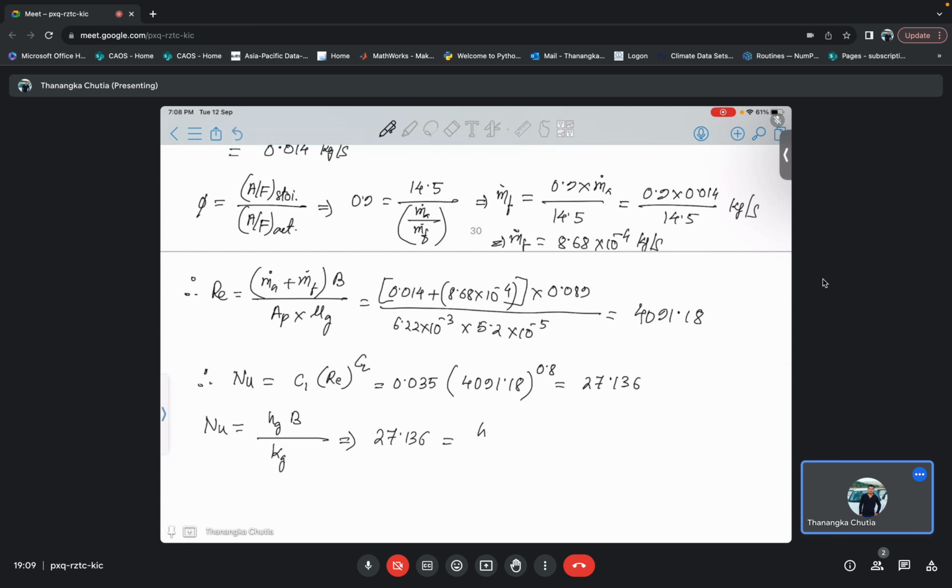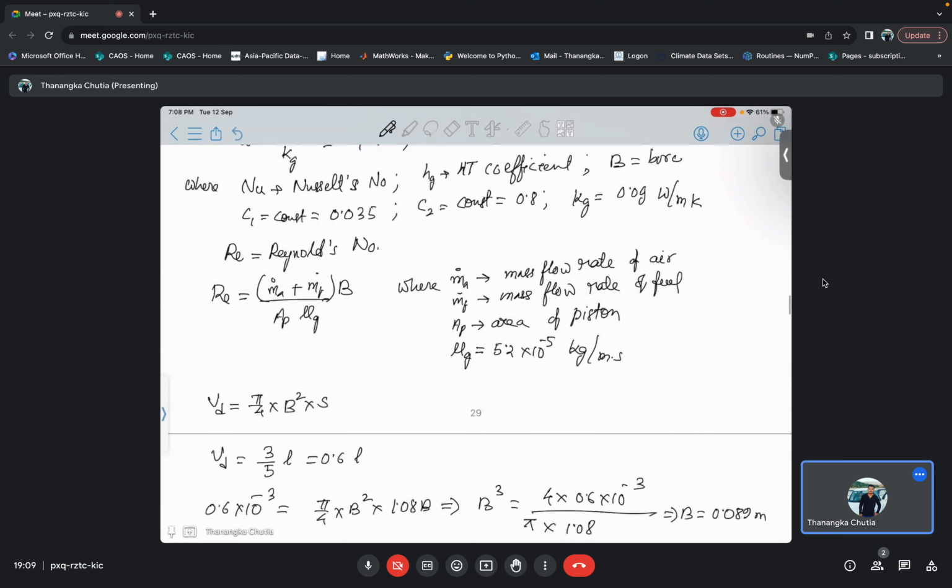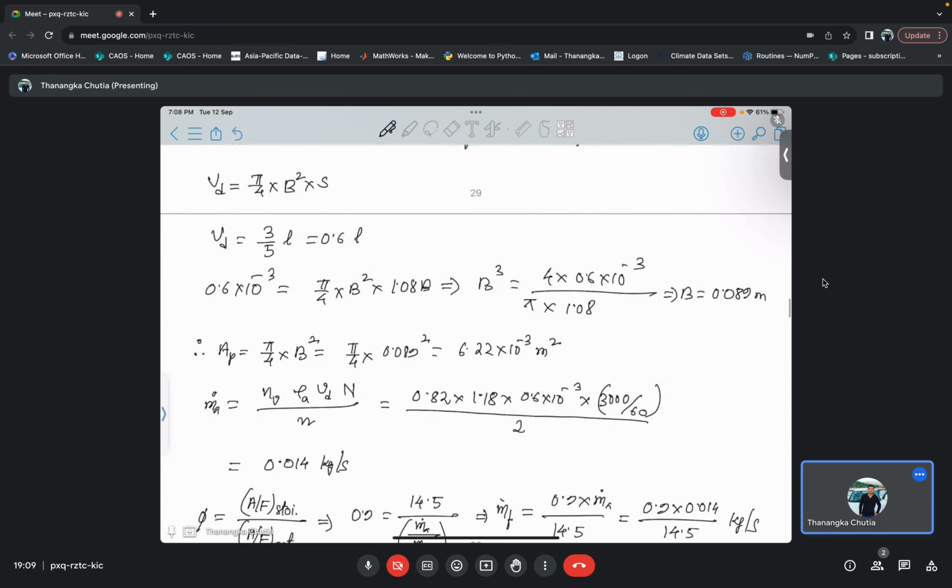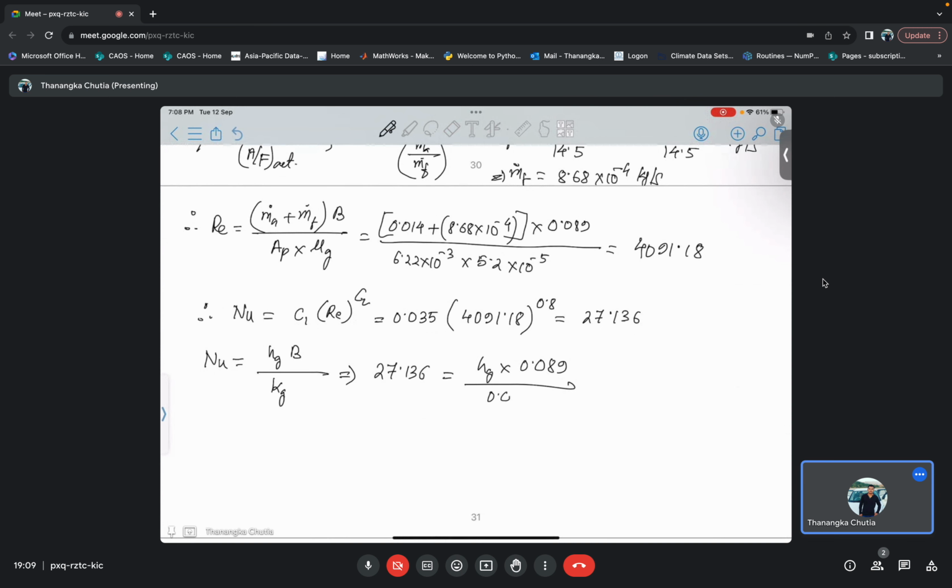Nusselt number is 27.136, and Hg you need to calculate. Bore is 0.089. Okay, and your kg is 0.09. So from here Hg is equal to 27.136 into 0.09 divided by 0.089. So that is 27.44 watt per meter square per Kelvin. Okay, so this is your Hg.